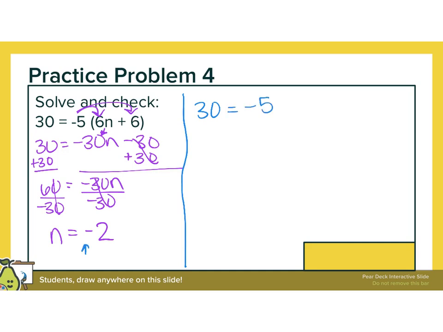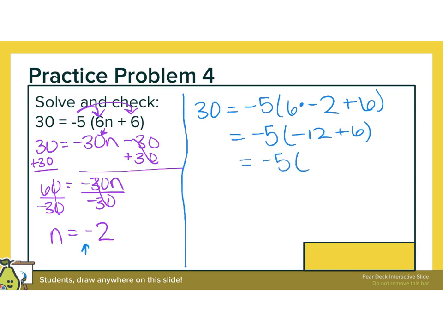So -5, 6, I'm using the dot to multiply. 6 times -2 plus 6. Bring down the -5. Multiply before you add. 6 times -2 is -12 plus 6. Bring down the -5 again.